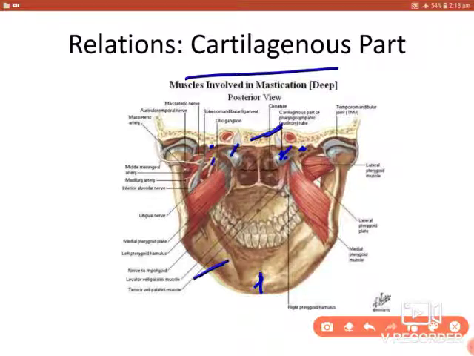Here you can see the mandibular nerve and its branches. This is the mandibular nerve, the branch of the trigeminal nerve. There you can see one ganglion, a parasympathetic ganglion, the otic ganglion. And also we get the tensor veli palatini muscle. Here you can see this muscle is the tensor veli palatini. So this forms the anterolateral relations.